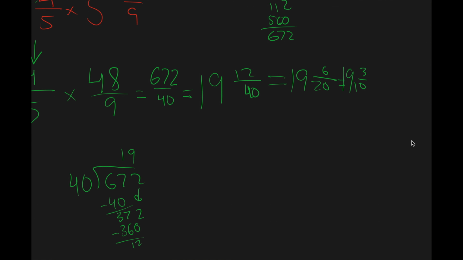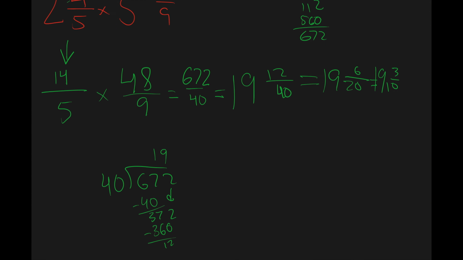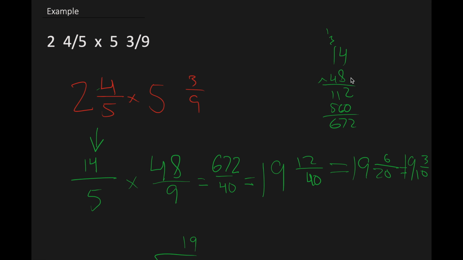So our final answer here, let's go all the way back. Our final answer is, let's get a big one, 19 and 3/10. Okay, and all our work is shown, so we can always come back and figure out how we got there. Let's go ahead and move on to problem time.